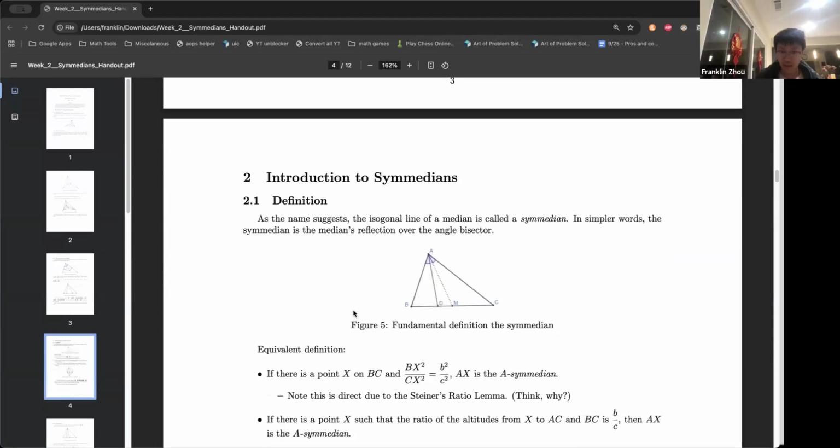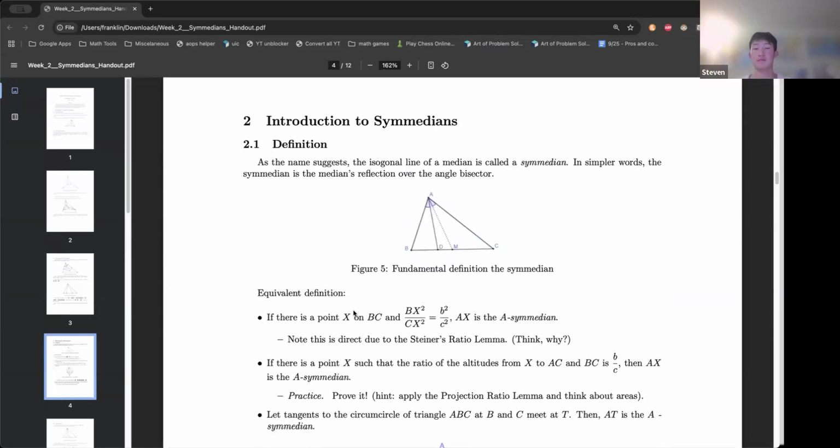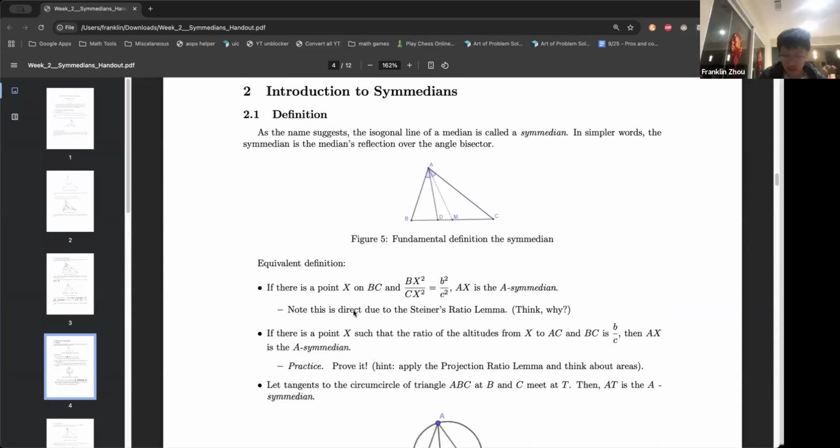Next, we will be defining the Symmedian. It sounds really simple and arbitrary, but it can turn up in a lot of places where you don't expect, which we'll get into later. The first thing is the Symmedian is the isogonal Cevian to the median, which is basically saying that if AM is the median, and D is the point such that angle BAD equals angle CAM, then AD is the Symmedian.